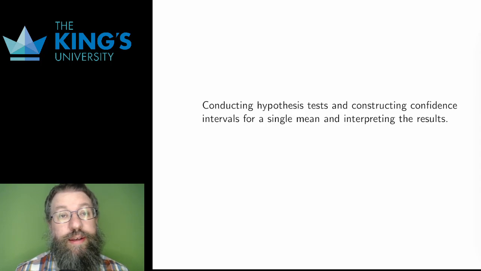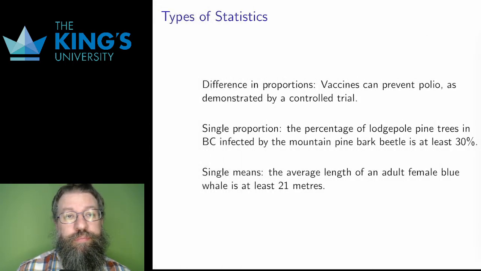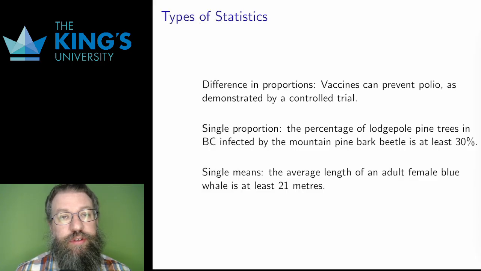We move on to yet another kind of statistic, a single mean. How do we test this? How do we build a confidence interval for this statistic? So what is this kind of statistic? Let me recap the kinds of statistics we've seen so far in hypothesis testing and confidence intervals.